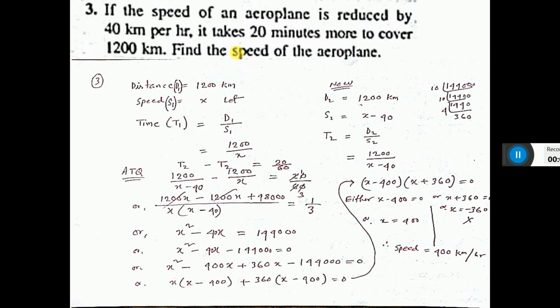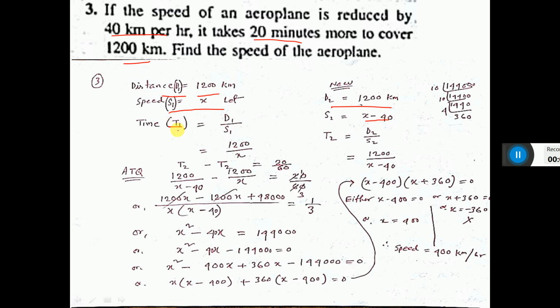Now number 3: if the speed of an aeroplane is reduced by 40 km per hour, it takes 20 minutes more to cover 1200 km distance. So the distance d1 is 1200 km, and for the second case also the distance is 1200 km. Now the speed I consider x. In the second case, the speed is reduced by 40 km. So reduced means minus. So the second case speed equals x minus 40.